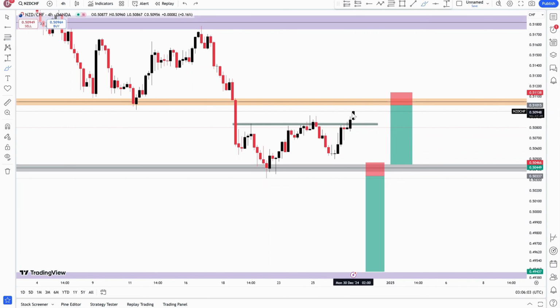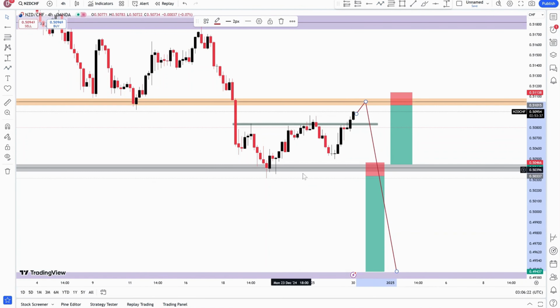Like I said, I want to see the market hit this weekly zone, then take us down to this side. That is what I said. That is my aim on this market, and that is what I wish to see on this market.